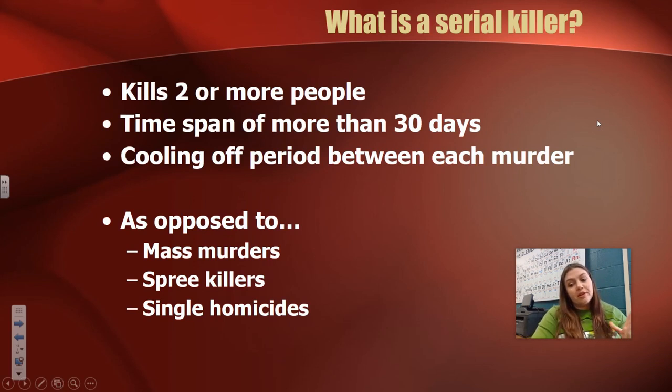All right. So what is a serial killer? Let's at least define it a little bit before we head off today. The definition is they have to kill two or more people over a time span of more than 30 days. So they have to be killing for more than a 30-day period.